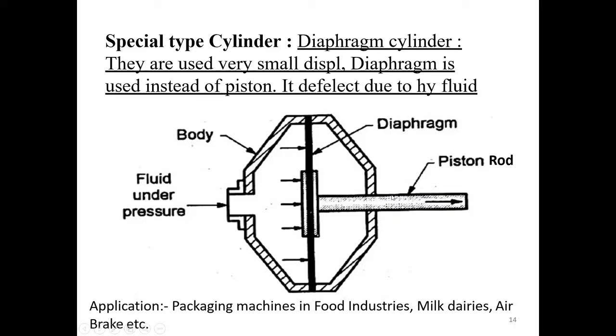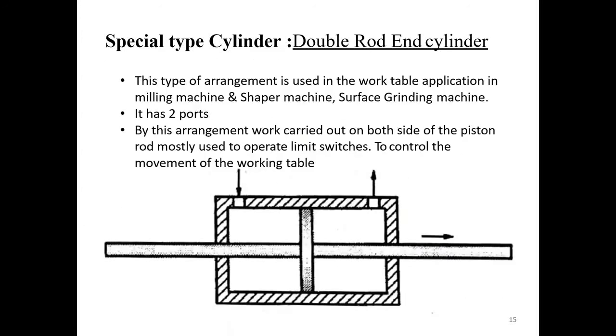So you can normally assume here that very small displacement is obtained, and when we require very small displacement, at that time we are going to use the special type cylinder, which is diaphragm type cylinder actuators. Okay, so this is double rod end cylinder.